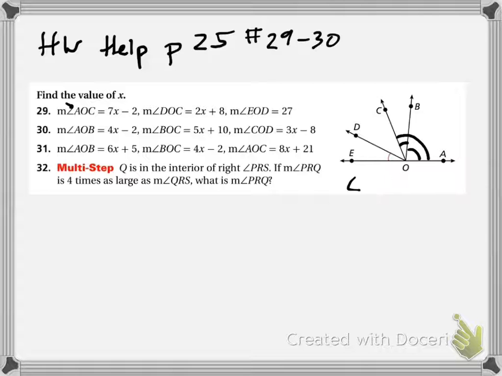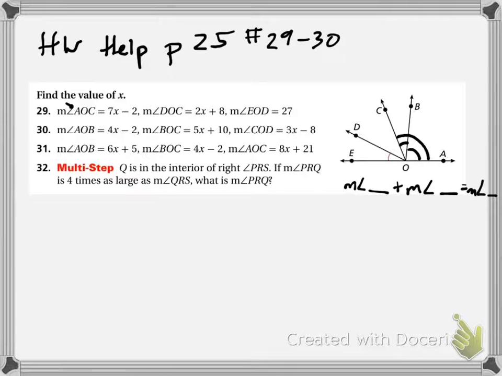Let me make sure I put the M in front of it. The measure of angle blank plus the measure of angle blank equals the measure of angle blank. So, okay, and then let's see, was 32 part of it also?